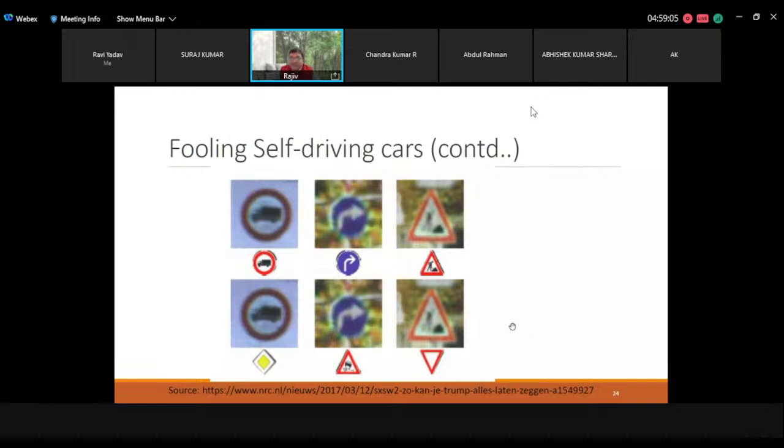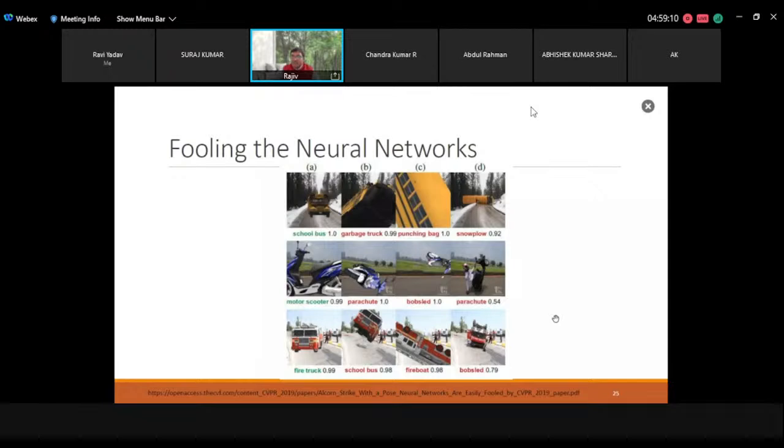There are examples of fooling the neural networks. So you see, this is a school bus.